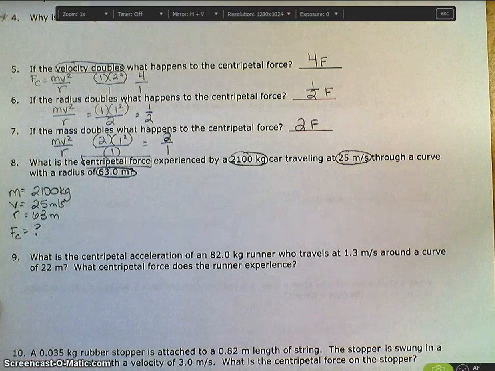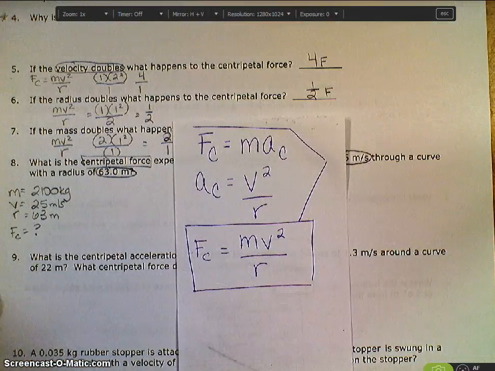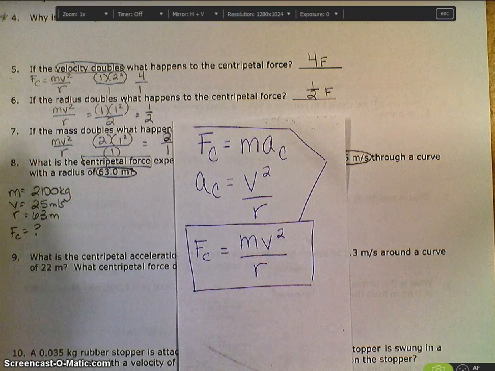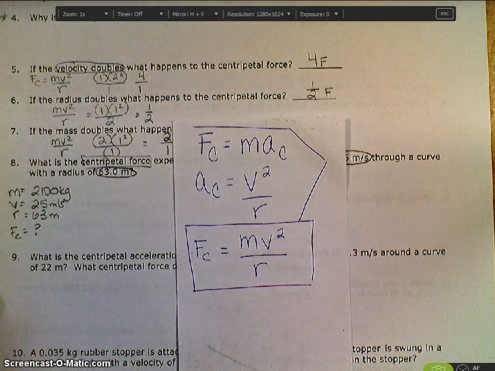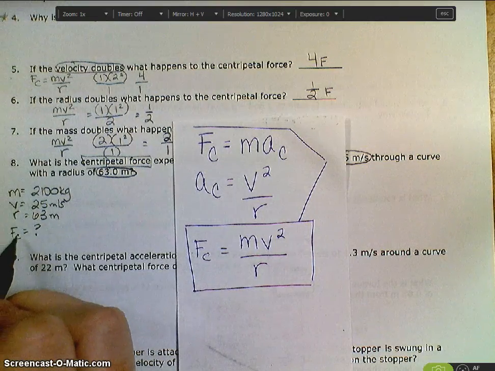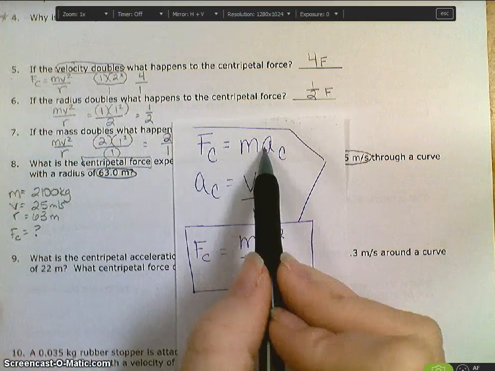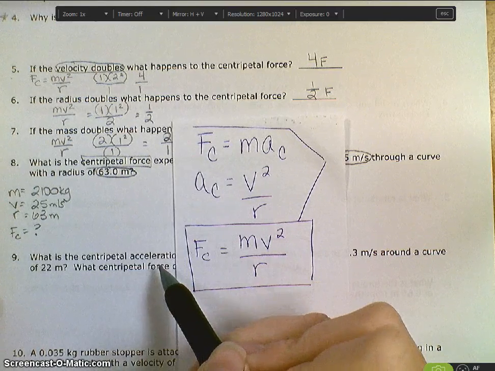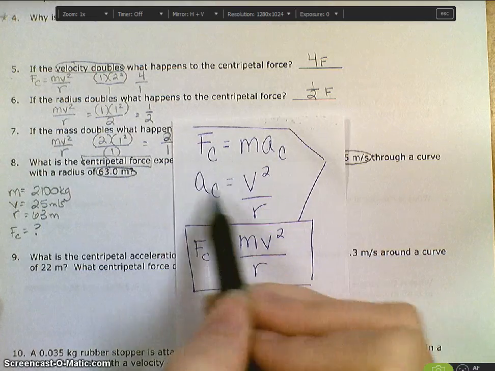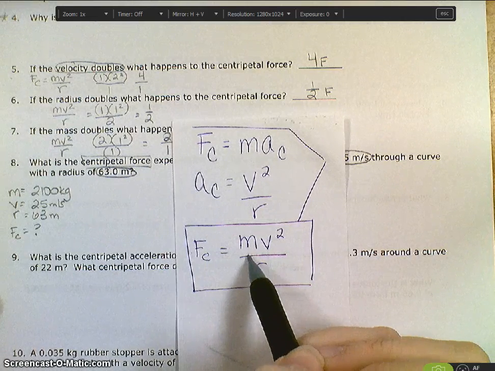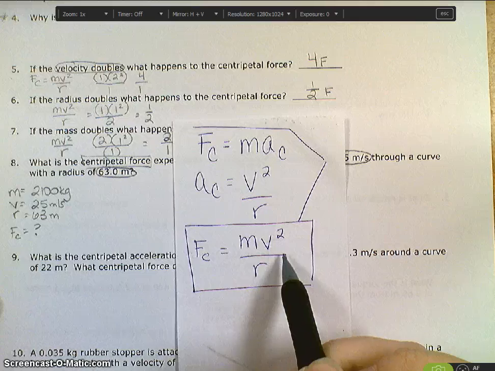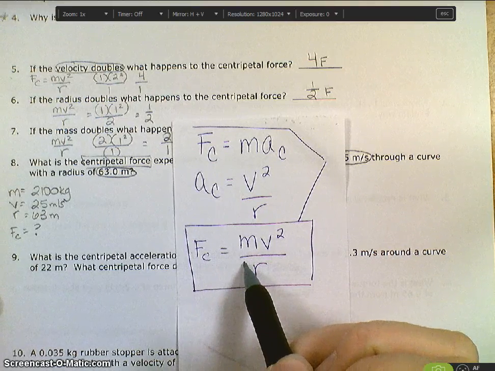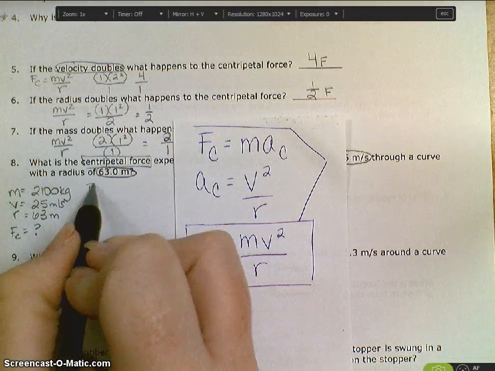If I look at my equations, remember I need to find the equation that has everything except one variable. So if I look at my list, I don't have acceleration, I don't have centripetal force, so I can't use these equations. I need to use this one. It has everything that I've listed, what I'm looking for and what I'm given. So this is the equation that I'm going to use.